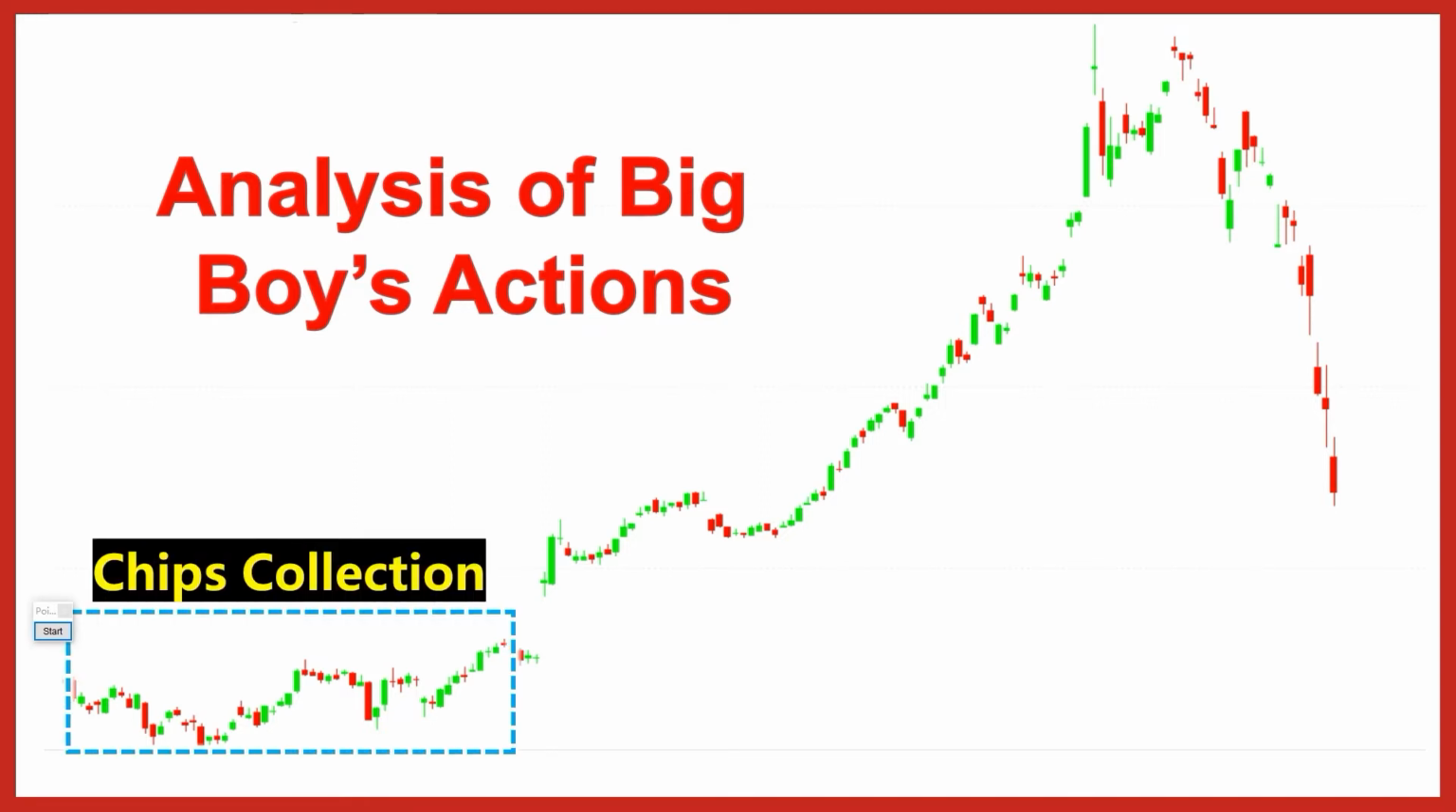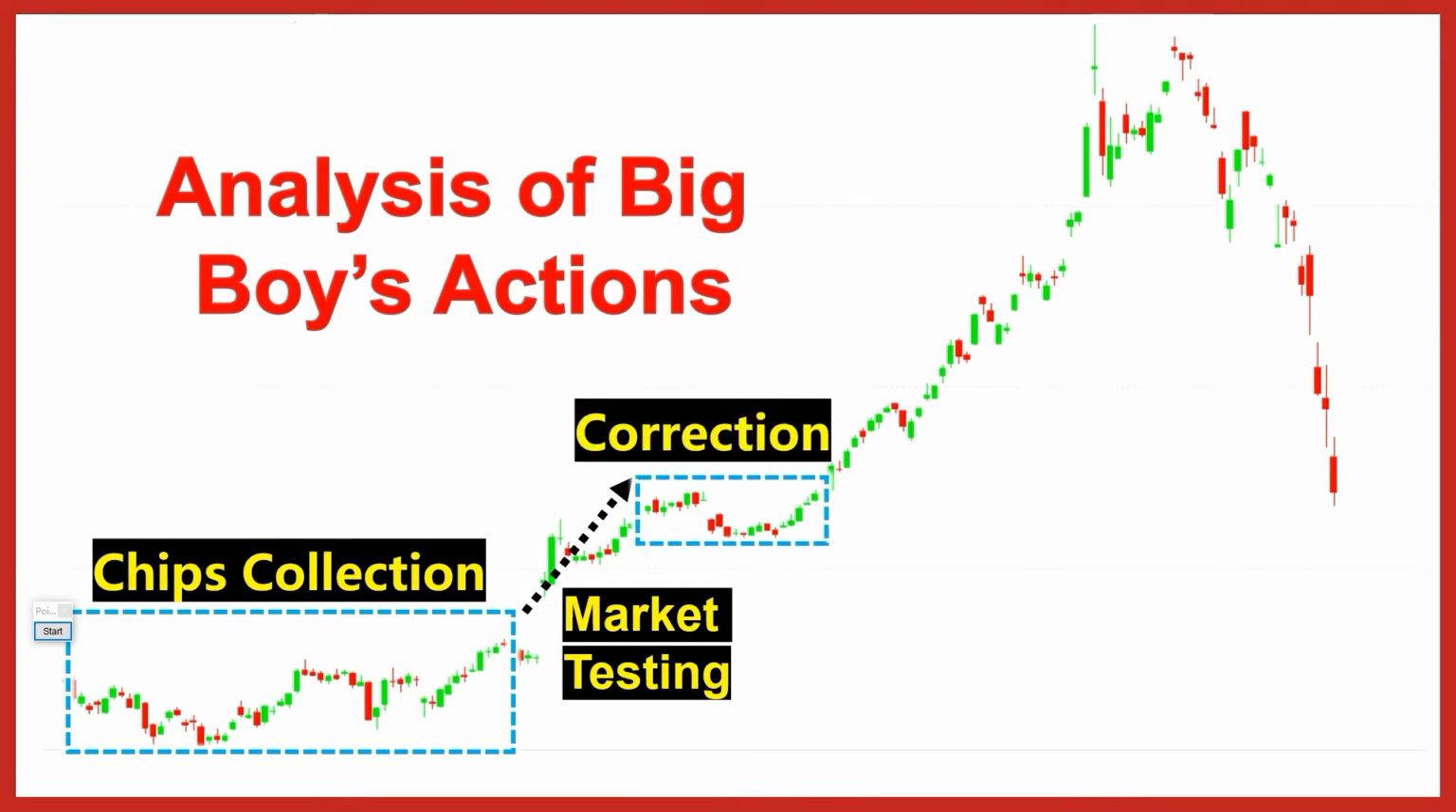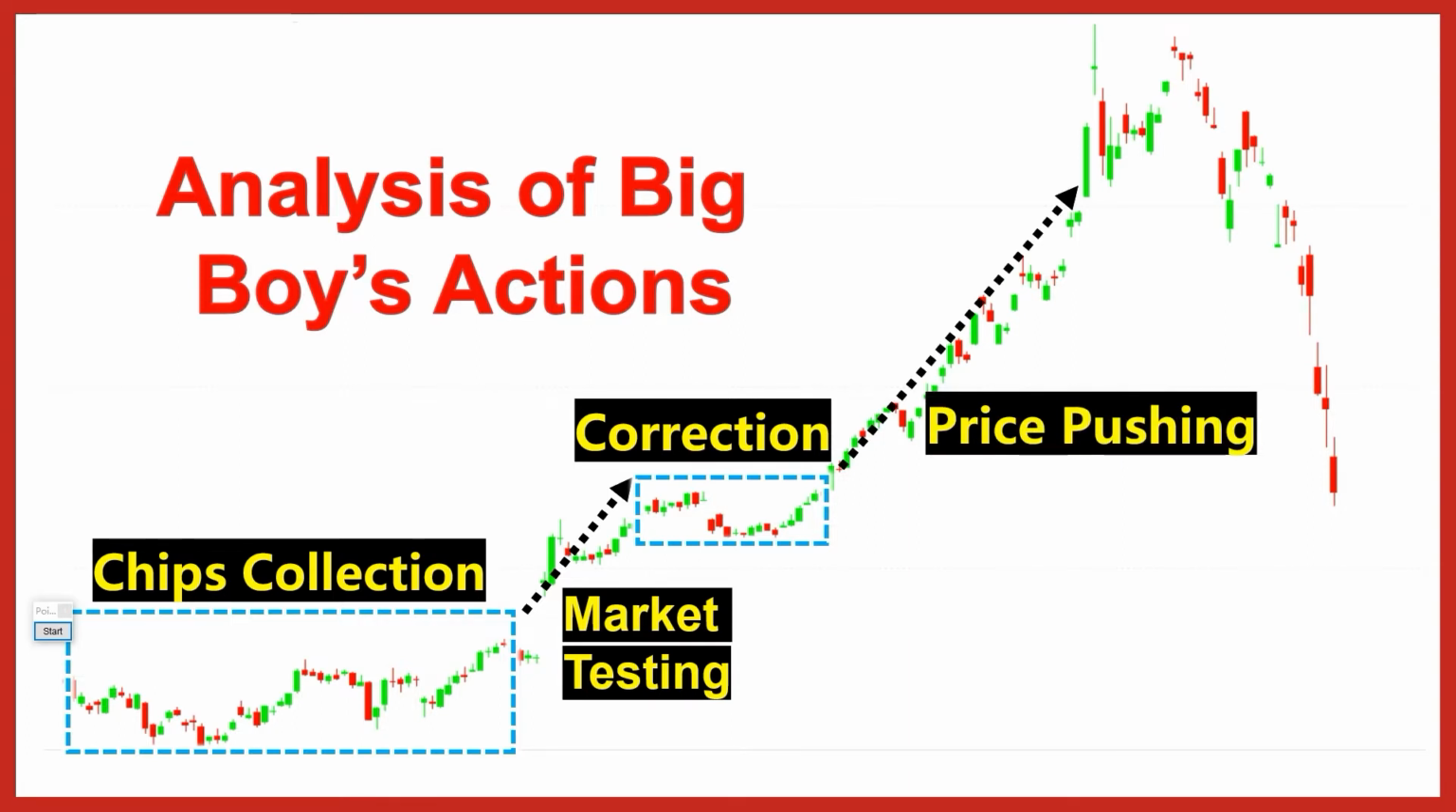If the big boys want to do a stock, they must collect enough chips at the bottom. Only after they have enough chips will they test, pulling the price up a bit, just testing whether many retail investors follow or not. If so, then the price will continue correction. It may be long-term sideways, it may be a short-term big drop, until the retail investors are out of the stock, and then the price will be pushed up, also the best chance for us to make money.